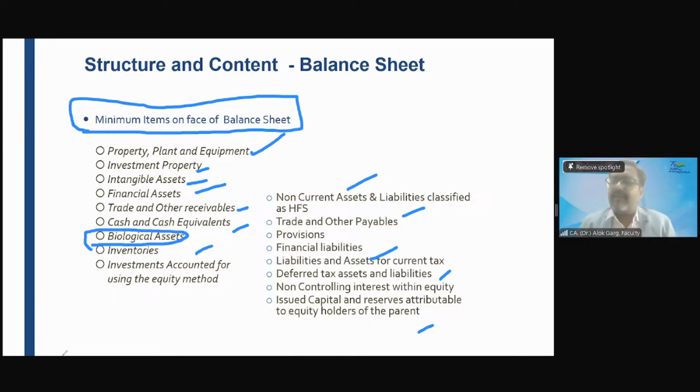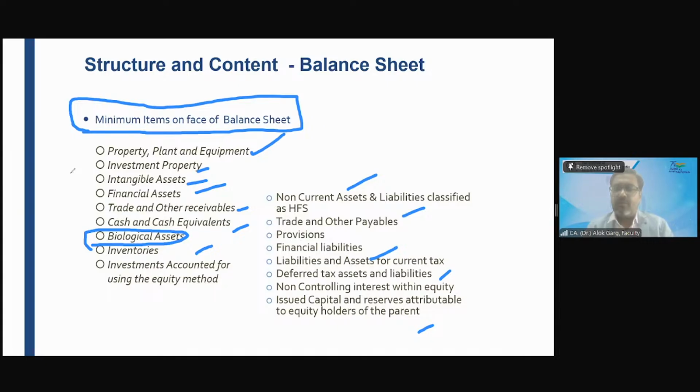Many companies do not have a biological asset. So is this line item required to be presented as nil? No, sir, it's not required. Minimum line item means if the numbers are there, either in the current year or in the previous year, if the item exists, whether in the current year or the previous year, then you are required to disclose. Otherwise not.